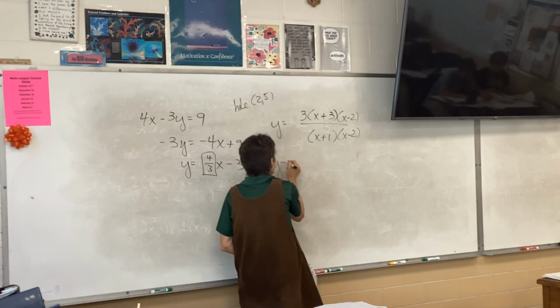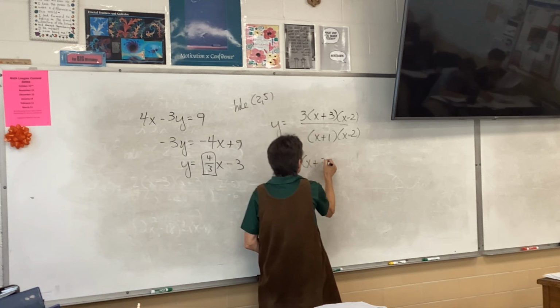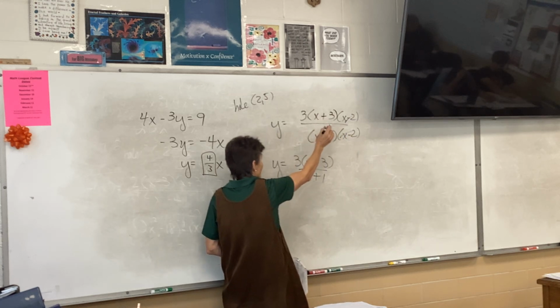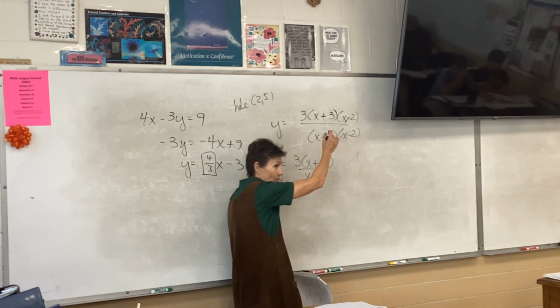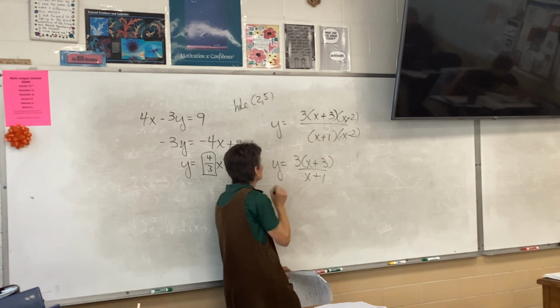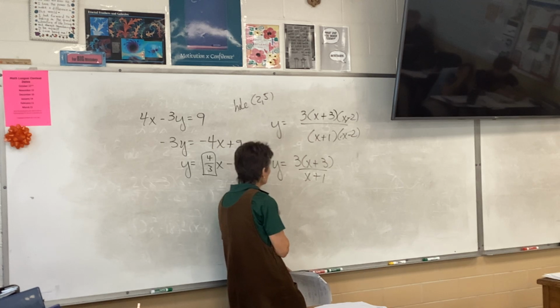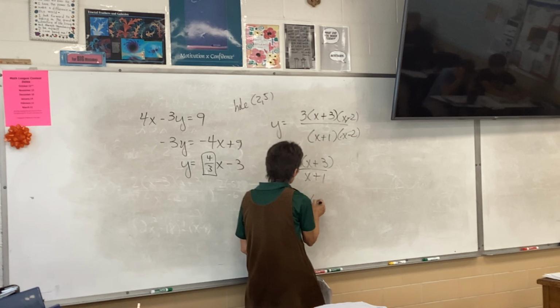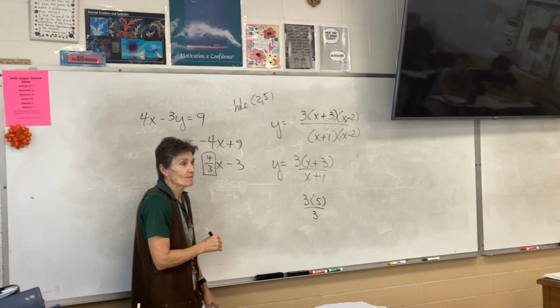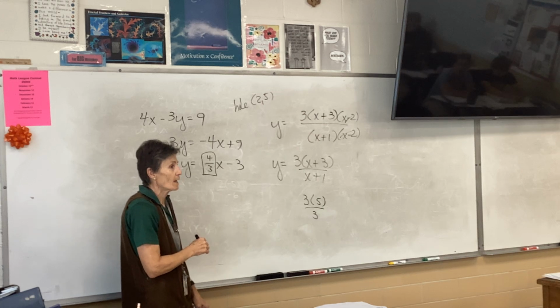So, if I cancel out that, now that has to remain in my final answer, but for purposes of figuring out my hole, I'm not gonna have that in there. So I put in 2, what do I get? 3 times 5 over, does that work? Yes. Yep.